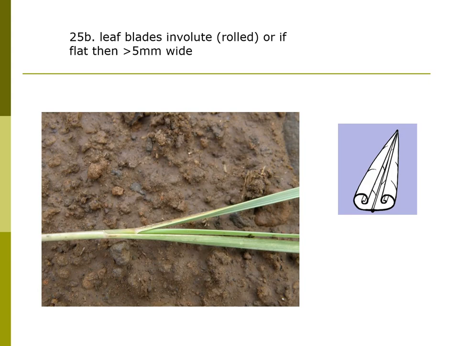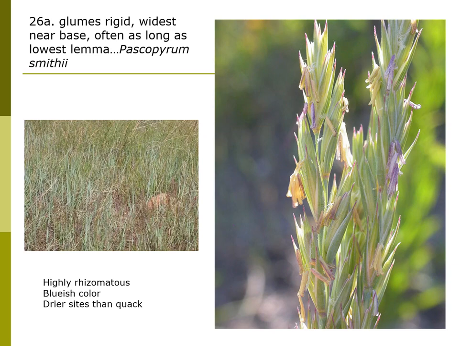If you've got leaf blades that are involute or rolled, or if they are flat, but the blade is less than 5 millimeters wide, then we go to this next group. The first one has rigid glumes that are widest near the base. So if you look at that image on the right and find a glume, you'll see that they're widest very close to the point of attachment to the stem, and then they taper gradually up to the tip of the glume. So this is western wheatgrass, Pascopyrum smithii.